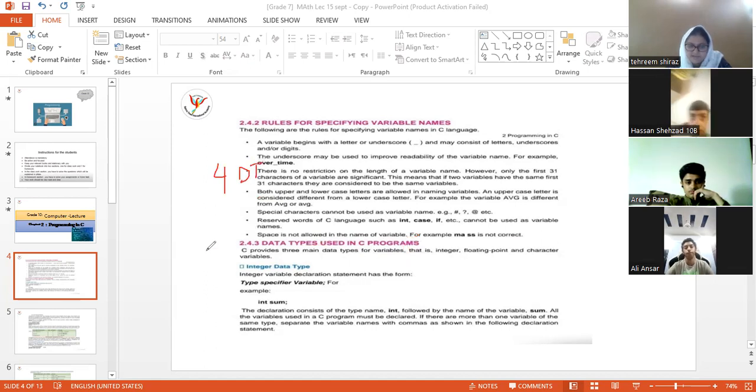The four basic data types are, first of all, int, as it is written INT. The next one is char, character. The next one is float, and the last one is double.